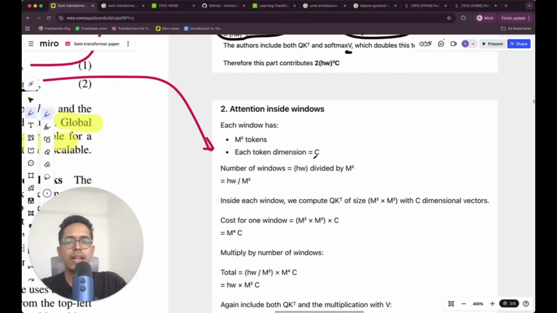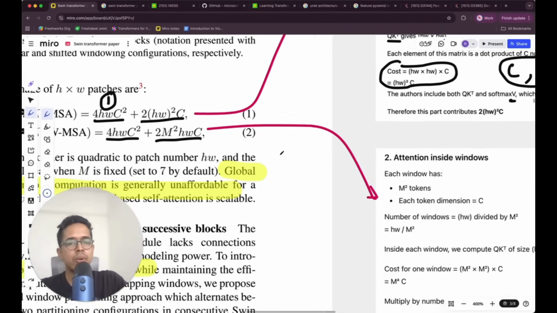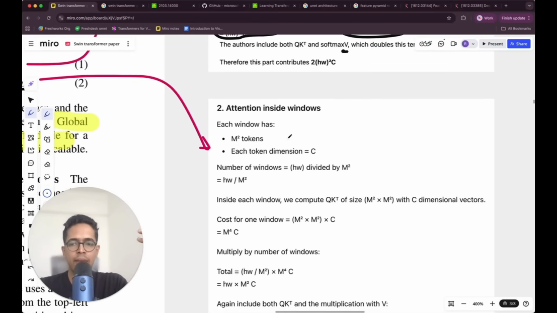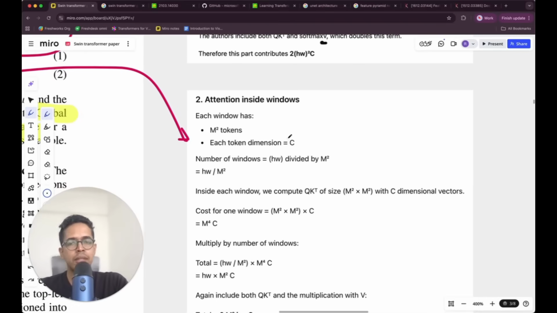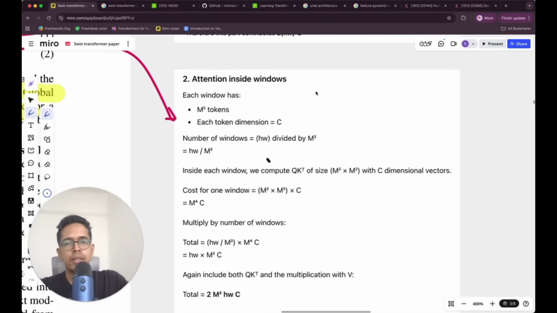So in the Swin transformer also, this calculation remains the same. 4HWC square remains the same, because you have to first get query, key, value before you calculate attention. So query, key, value anyway has to be calculated for every single patch, right? But now you look at one window for attention. Every window is M by M, and so every window is basically M by M patches or M by M tokens. Each token is of embedding dimension C.